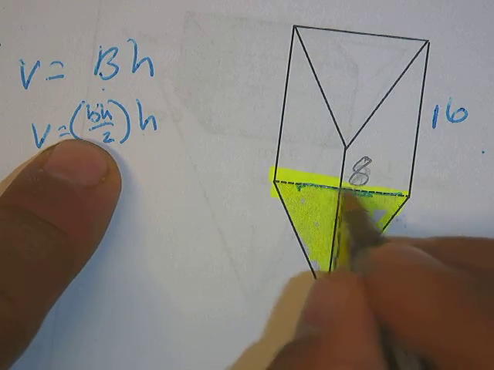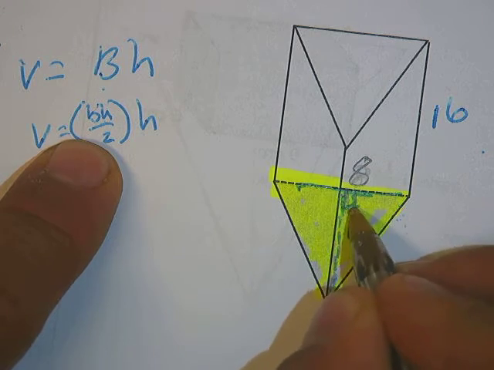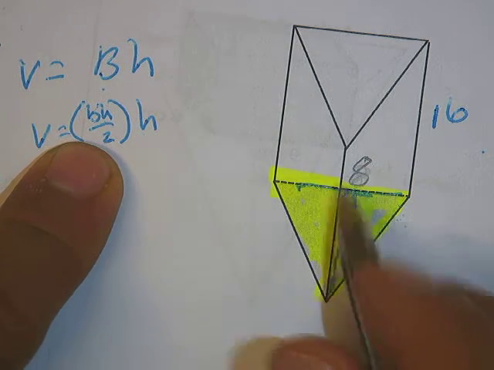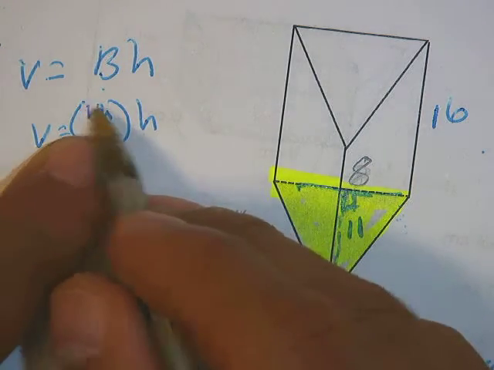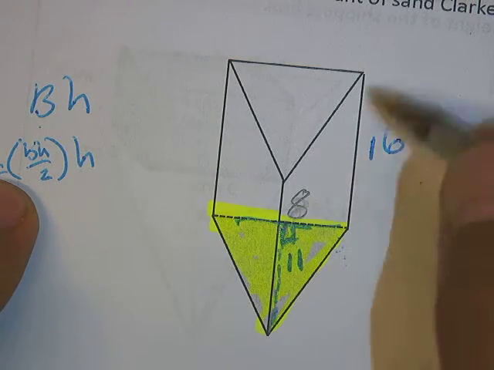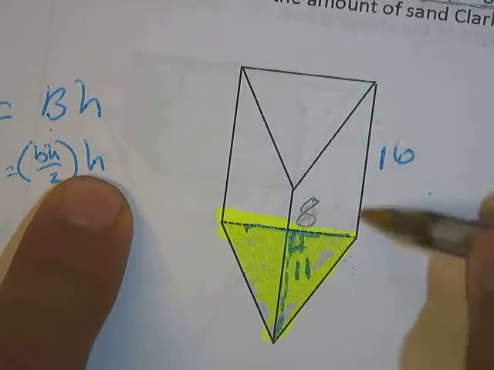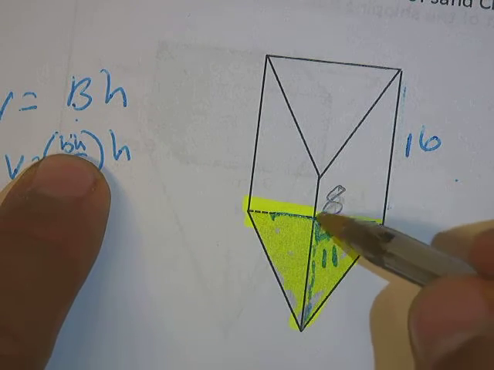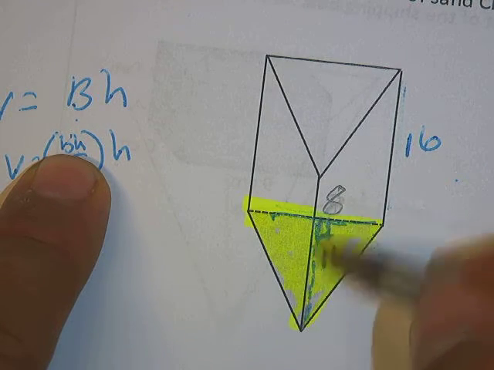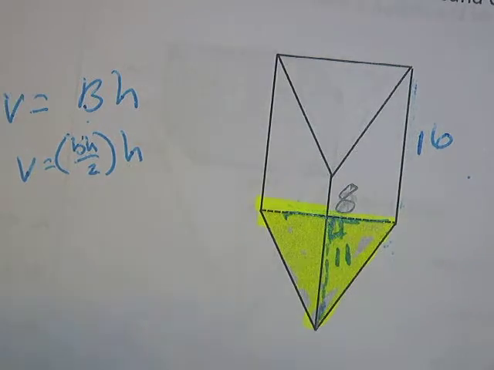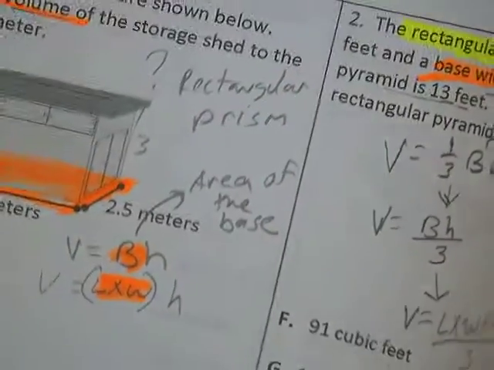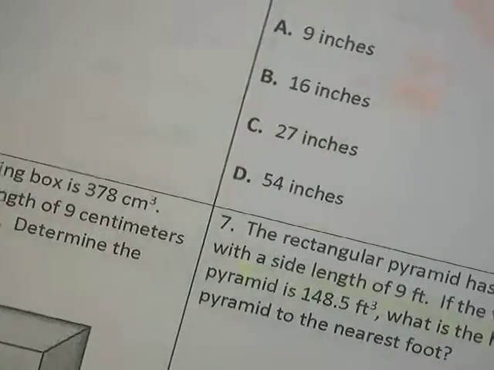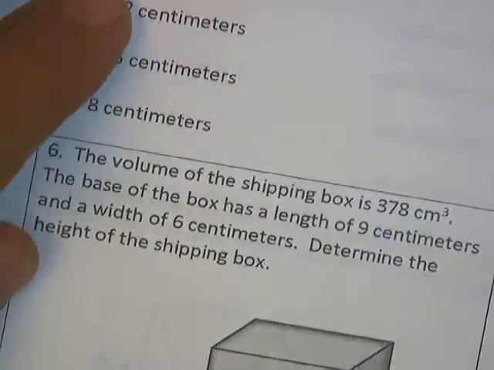So base times height divided by 2 times height. Remember, your base and height, the ones that go in here, must make a right angle, which is right there. So think of what two numbers I can put here, times the height of the prism. This is this guy. Base and height, the BH here, is this guy and this guy. And don't forget to divide by 2.